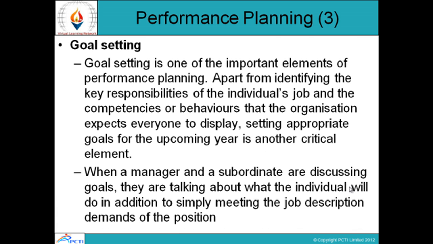Goal setting. Goal setting is one of the important elements of performance planning. Apart from identifying the key responsibilities of the individual's job and the competencies or behaviors that the organization expects everyone to display, setting appropriate goals for the upcoming year is another critical element. When a manager and a subordinate are discussing goals, they are talking about what the individual will do in addition to simply meeting the job description demands of the position.